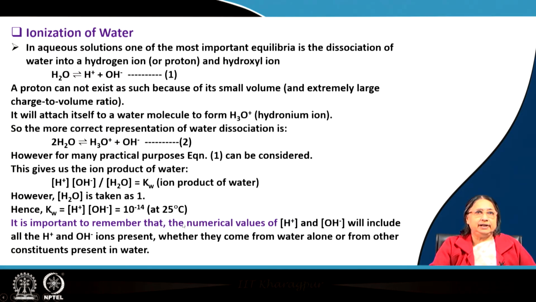This is very important. I have shown you that day the seesaw: if H plus ion goes up, then OH minus should go down. But here it is written that whatever the H plus ion concentration is, it may come from water or from other species. So, everything together is the H plus ion concentration. The same is true for OH minus ion concentration. We should not forget this one.